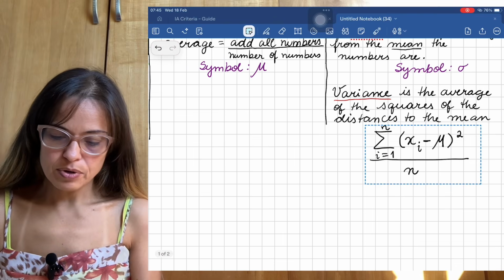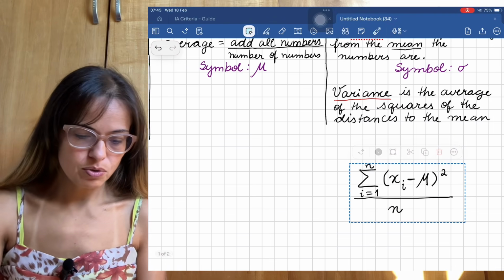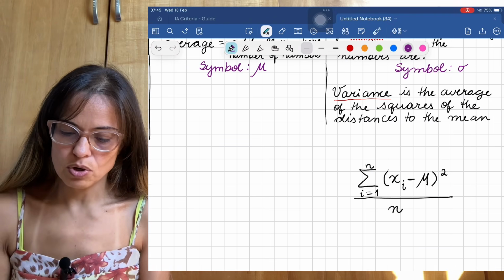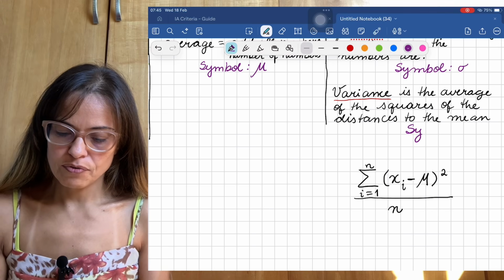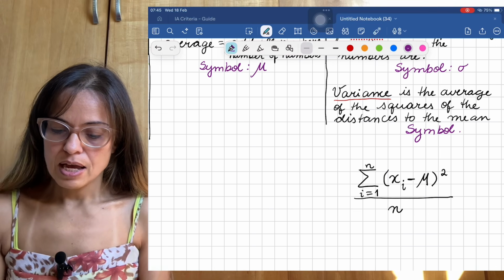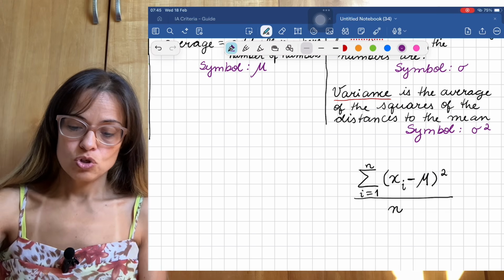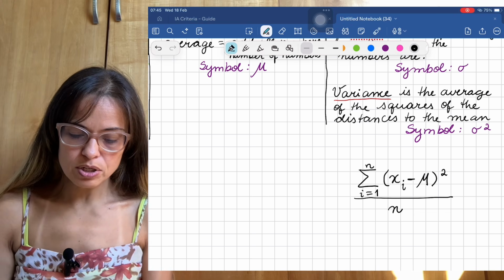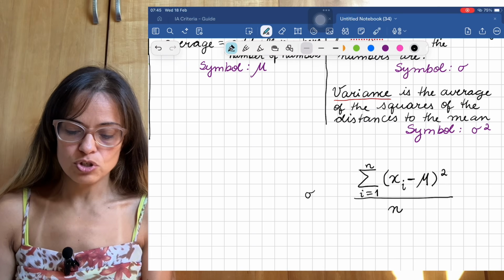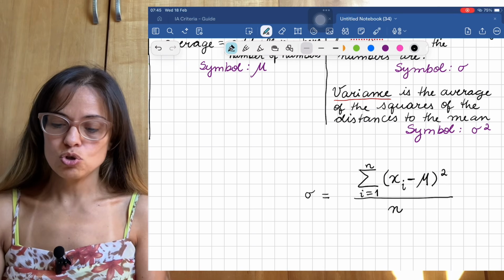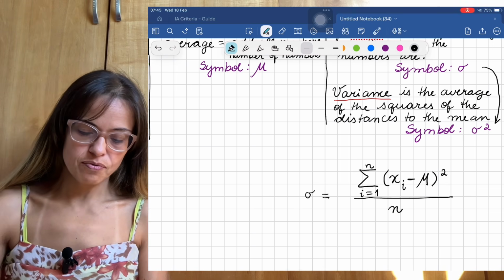So this is variance. I want to put a left side to this equation, but I forgot to tell you what the symbol for variance actually is. And that symbol is sigma squared. So you see that if you actually wanted to write down standard deviation, which is just sigma, it should be the square root of this other one.